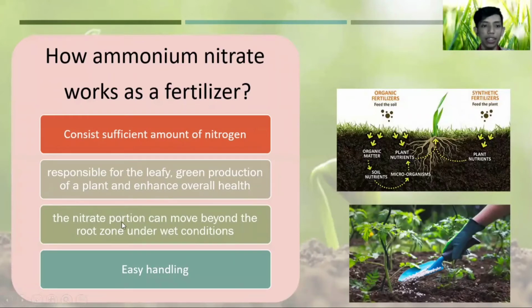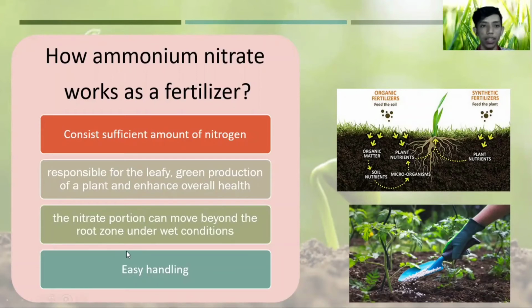Next, the nitrate portion can move beyond the root zone under wet conditions. As we know, ammonium nitrate is highly soluble in water, so once we put the ammonium nitrate fertilizer around the plant and pour some water, the water will immediately dissolve the ammonium nitrate and it will be released into the soil. After that, the roots can absorb it and use it in a rapid way.